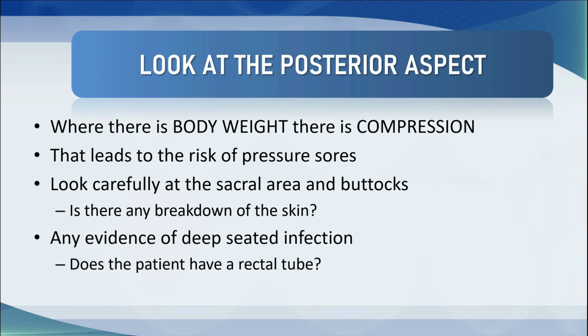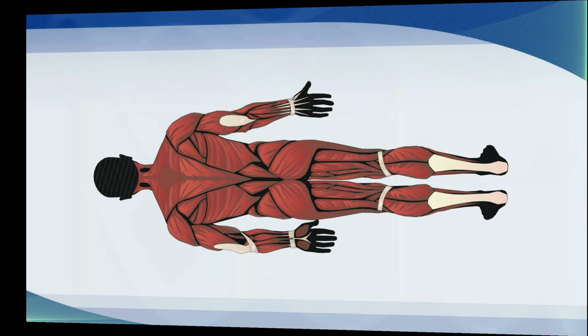Where there is body weight, there is compression, and that leads to the risk of pressure sores. So you need to look carefully at the sacral area and the buttocks for any breakdown of the skin, and also for any evidence of deep-seated infection and the presence, as I've mentioned, of a rectal tube.